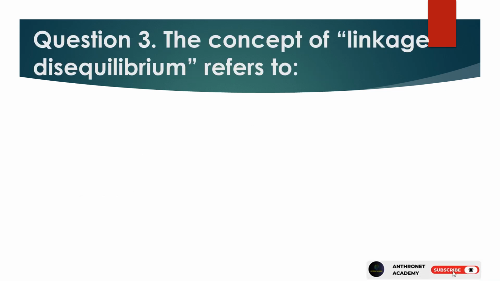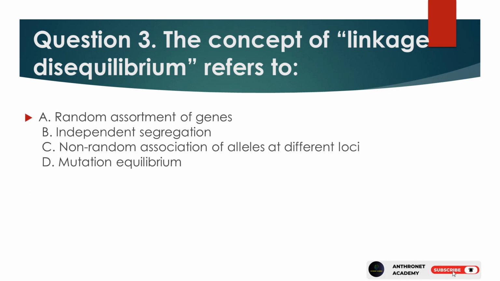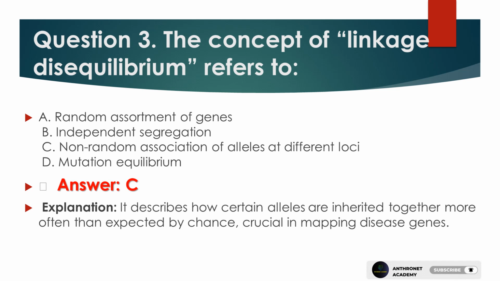Question 3. The concept of linkage disequilibrium refers to A. Random assortment of genes. B. Independent segregation. C. Non-random association of alleles at different loci. D. Mutation equilibrium. Answer, C. Explanation. It describes how certain alleles are inherited together more often than expected by chance, crucial in mapping disease genes.